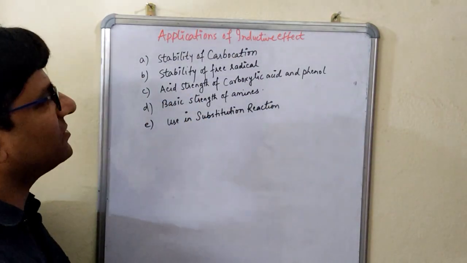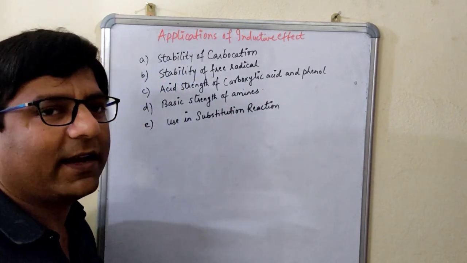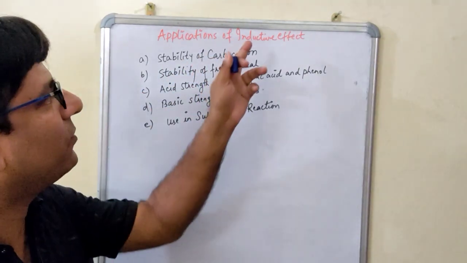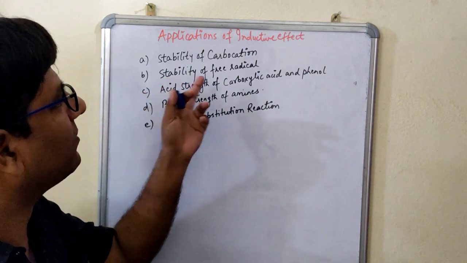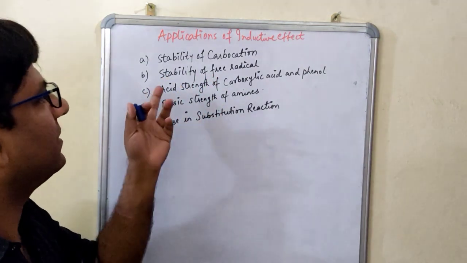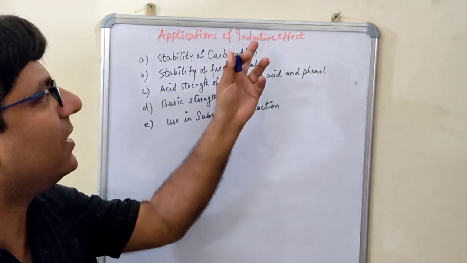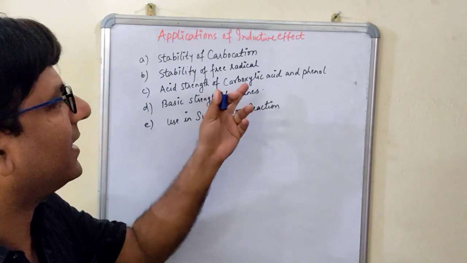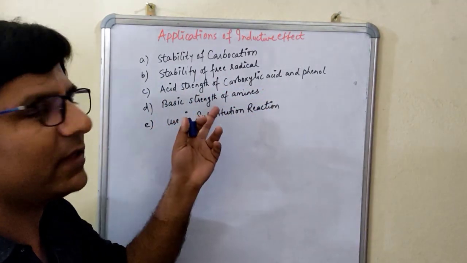In the applications you are seeing here, the first application is the stability of the carbocation. Means we can determine the stability of the carbocation with the help of inductive effect. The second application is the stability of the free radicals. Means we can also determine the free radical stability based on the inductive effect. Third is the acidic strength of the carboxylic acids and phenol. Fourth is the basic strength of the amines.